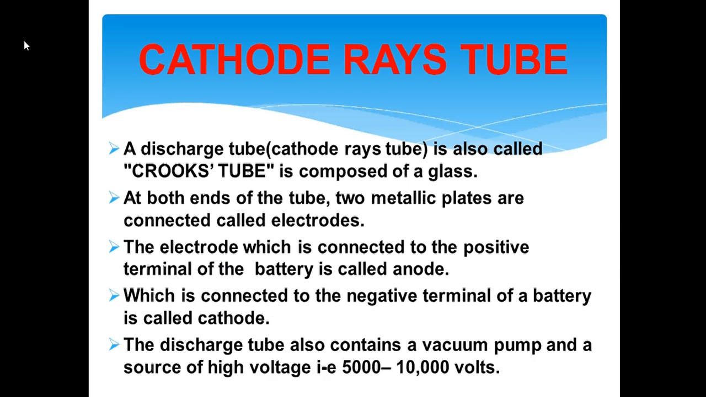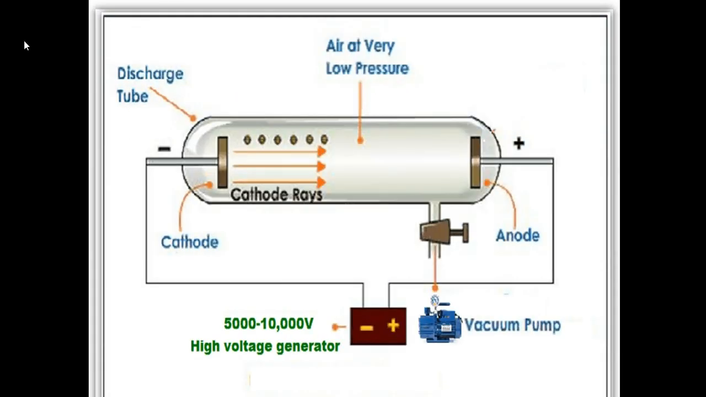The discharge tube also contains a vacuum pump and a source of high voltage from 5000 to 10,000 volts. Look at this slide, on which various parts of a discharge tube are shown, that is high voltage generator, vacuum pump, anode and cathode.